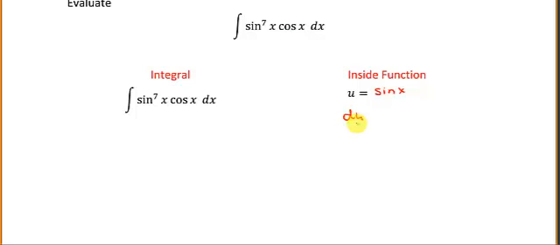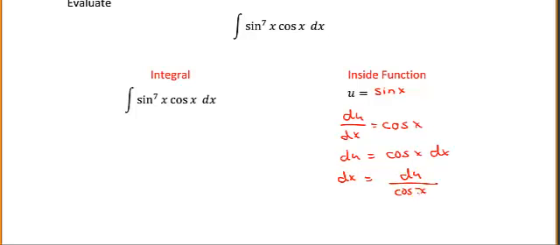So then du dx is equal to the derivative of sine of x with respect to x, which is cosine of x, and then du dx times dx is equal to cosine of x dx. So du is equal to cosine of x dx. dx is equal to du over cosine of x. And so let's make this substitution.